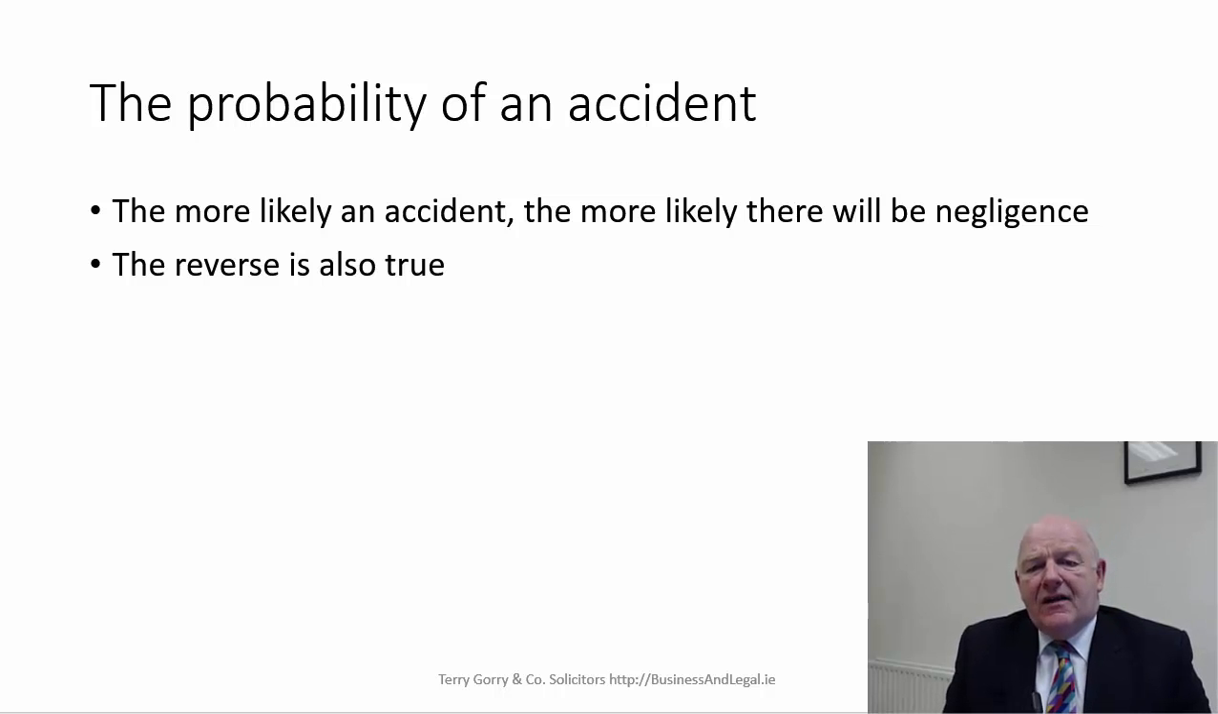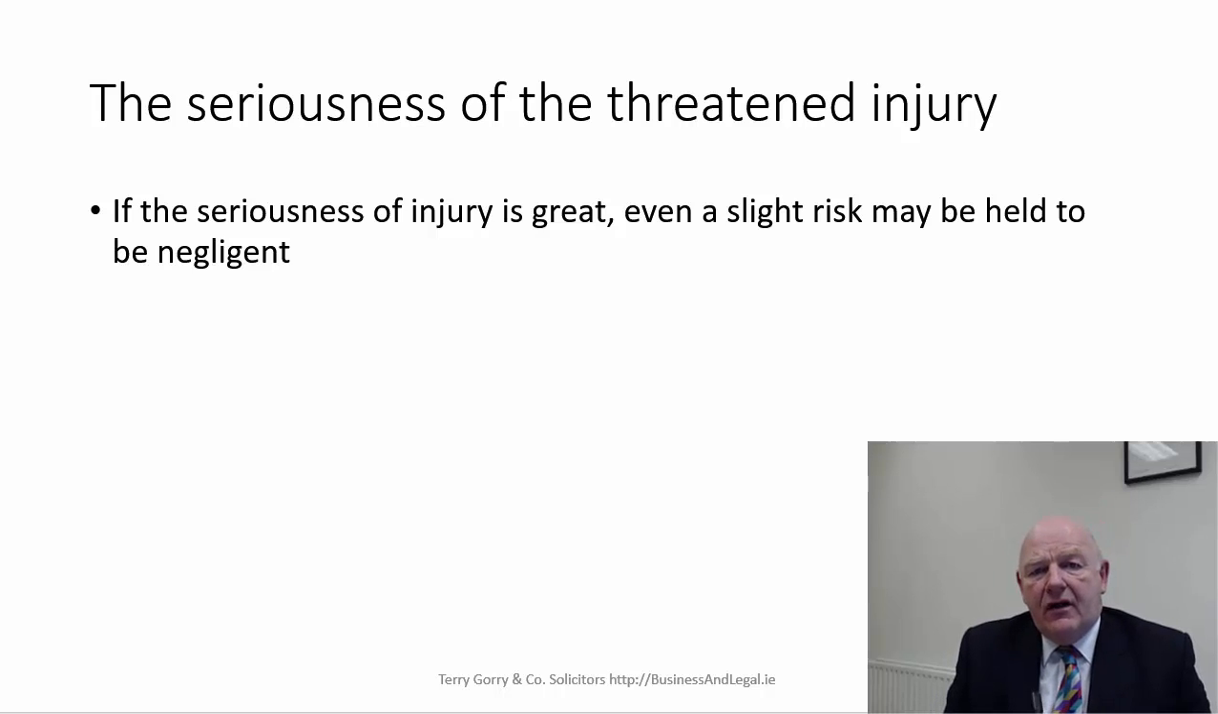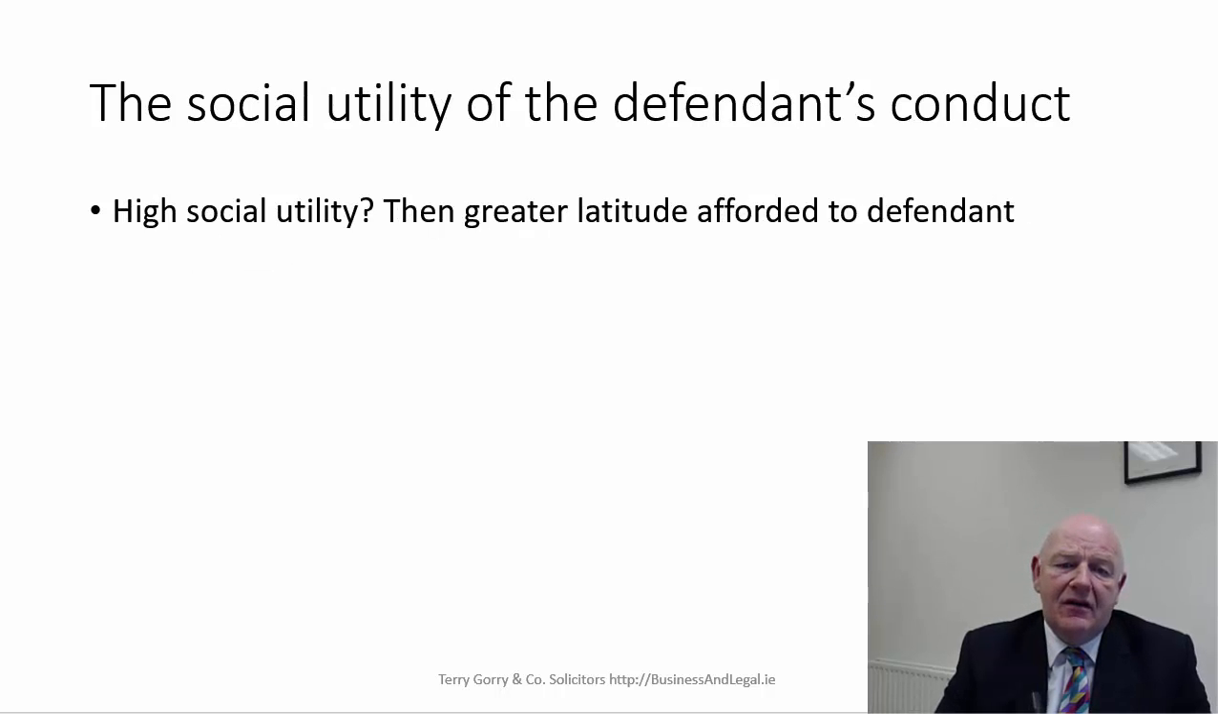Let's take a look at the probability of an accident. Essentially, the more likely an accident, the more likely there will be negligence. The reverse is also true. In other words, if it's completely unlikely or completely freakish that there would be an accident, then it's less likely that there would be negligence. It could be a one-off situation which is entirely unpredictable, entirely unforeseeable. The second factor in assessing negligence is the seriousness of the threatened injury. If the seriousness of injury is great or significant, then even a slight risk may be held to be negligent.